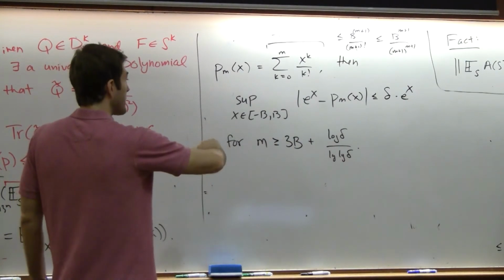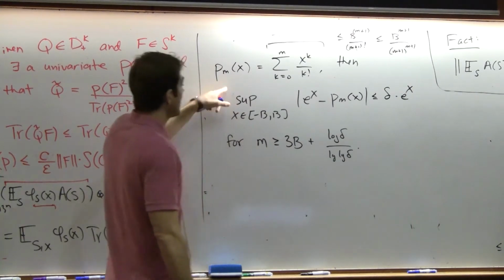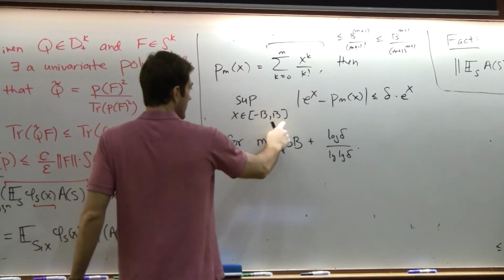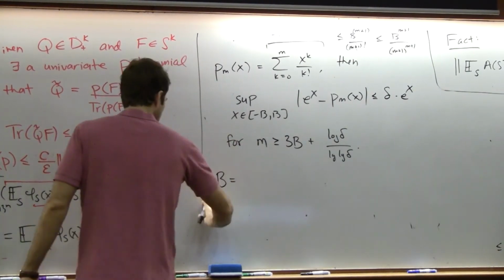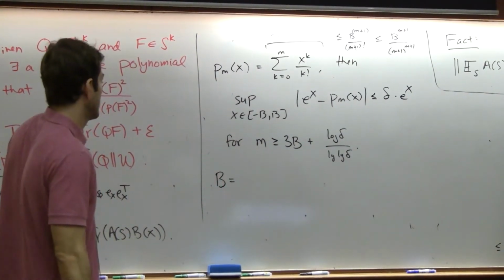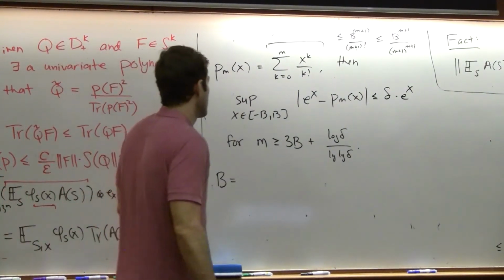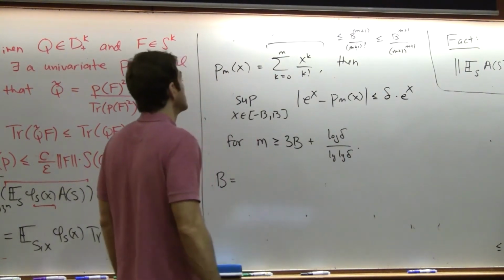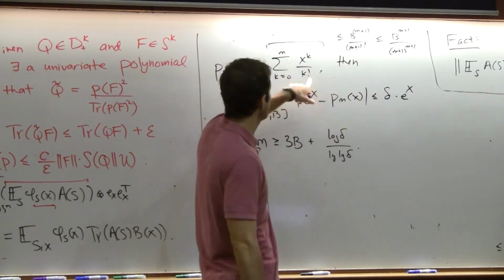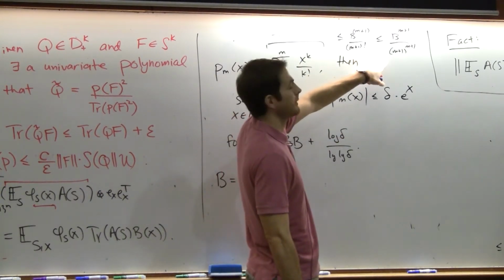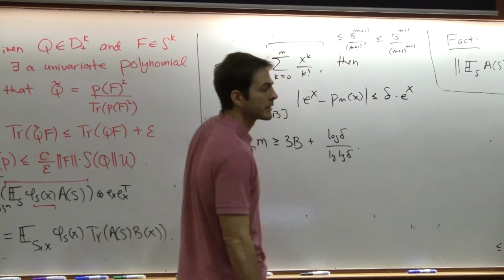Okay, so the point is this tells us the degree of our p sub m, and what we're left with is just to figure out what this b is. So here's a b. On the right-hand side there, it should be e to the b or something, or delta times e to the x. No, this is correct. If x is smaller than b, you'll get something better. Here I did the worst case where it's b. But if x is smaller than b, then I get a better approximation.